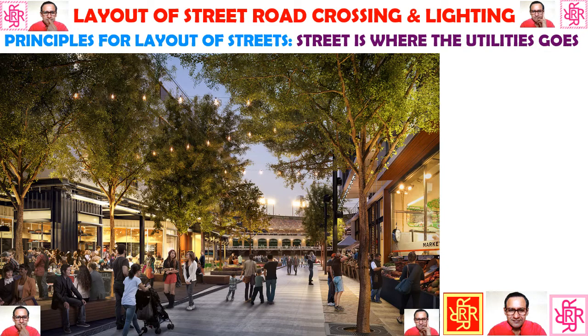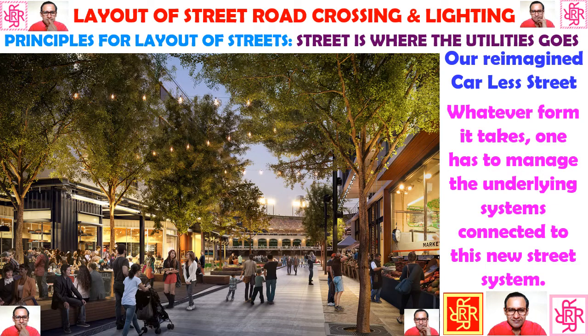Then the second principle is that the street is where life goes. You must remember, if we imagine our carless streets, the old type of streets when the car was not invented, how the street life was. The street life was with pedestrians, with social interaction, with food outlets, with so many different kinds of commercial activities that give life to the street. So whatever form it takes, one has to manage the underlying system connected to this new street system. For example, there should be an underground sewage system, the water supply system, the electricity system. These systems are very important.